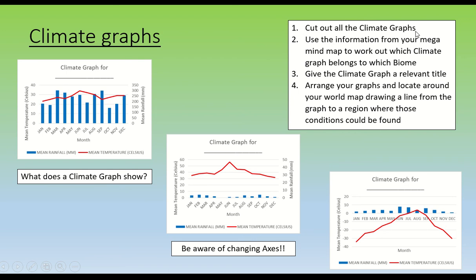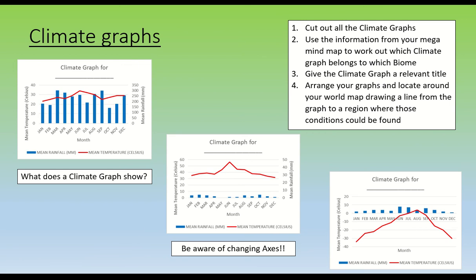I would like you to cut out all of the climate graphs and use the information from your mind map from last lesson, which gave you specific detail about the temperature and the rainfall you would expect to find in these places over the course of a year, to try and match the correct climate graph to the correct biome. Once you've given it a relevant title, you can then fit the climate graphs around your world map, which is also saved on 365, so you can draw lines from the climate graph to the correct biome.